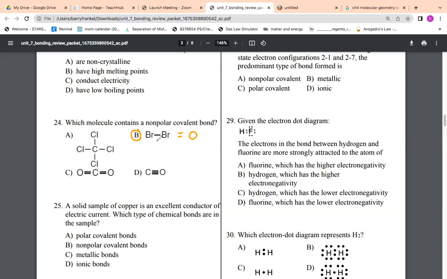A solid sample of copper is an excellent conductor of electric current. Again, metals are really good conductors of electricity. Which type of chemical bonds are in the sample? Metallic bonds. Metallic bonds are present in metals. We have a mobile sea of electrons that allows electricity to be conducted.